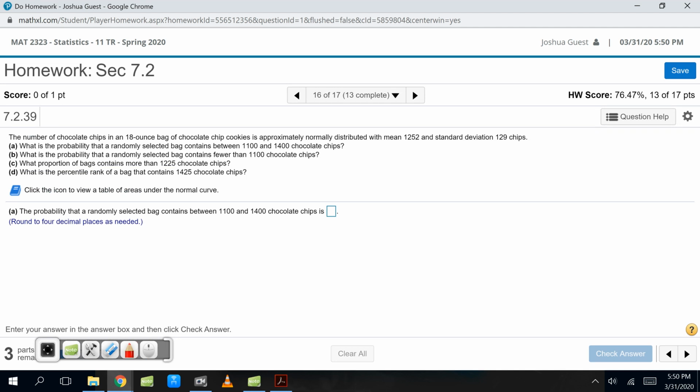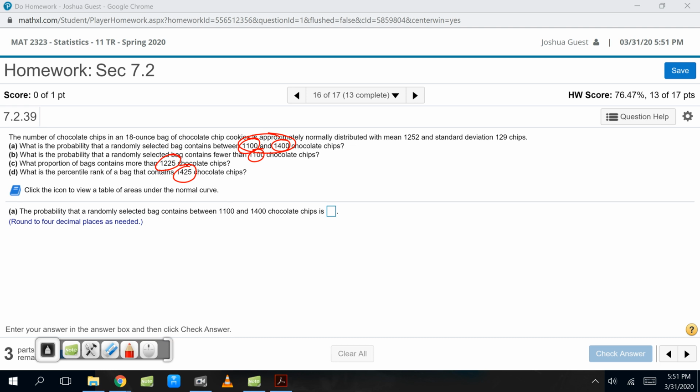Here, this is basically what we've done, just finding z-scores. So when we talk about between these two, you find the z-score for this, a z-score for this, and you subtract the two. Fewer than 1,100, you do left of that. More than 1,225, you find a z-score and you do 1 minus. And then what is the percentile rank of a bag that contains 1,425 chips? You find the z-score for 1,425 and then work backwards like we did, okay? Or actually, no, on that one we don't work backwards. We find the z-score and we look up the percentage, and then 2 decimal places there probably is what they want. All right?